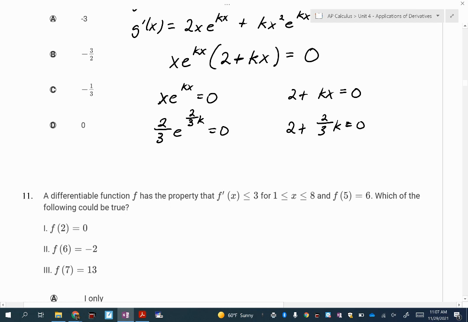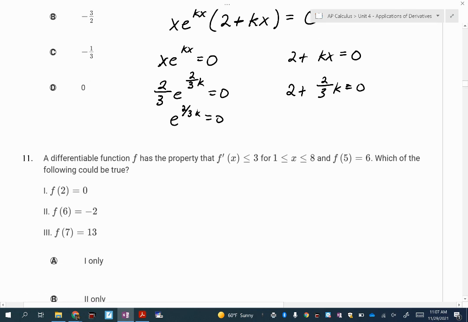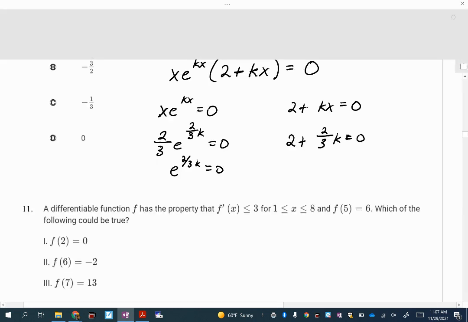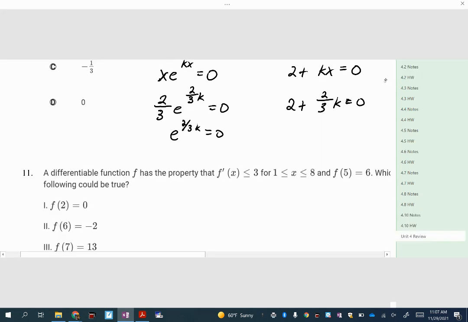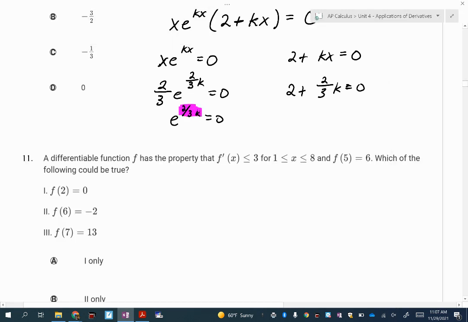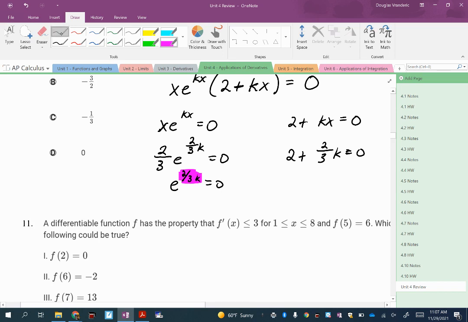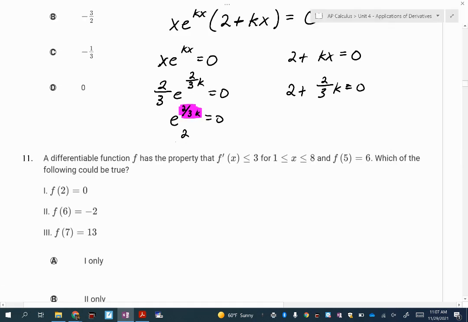So I'll do the one on the left first. Dividing both sides by 2/3 or multiplying by the reciprocal 3/2. Not going to do anything, just e to the 2/3 k equals 0. All right. So then I'm trying to figure out, my understanding here is that e to the first power is 0. So this 2/3 k must become 1 for that to be true. So 2/3 k equals 1. All right, so if I move the 2/3 over by multiplying by the reciprocal, I get k equals 3/2.